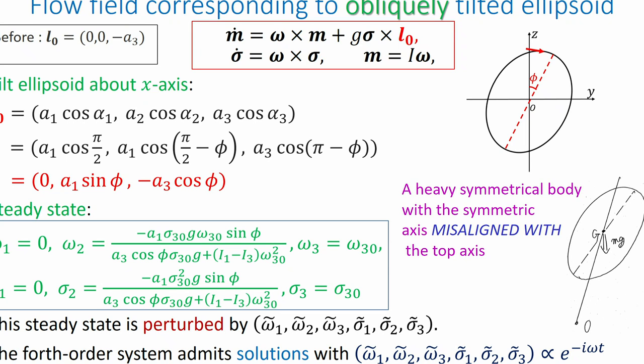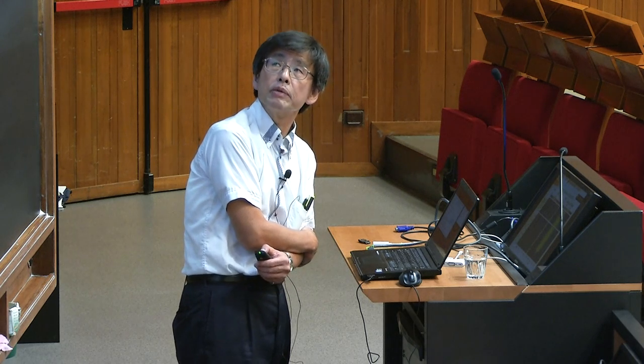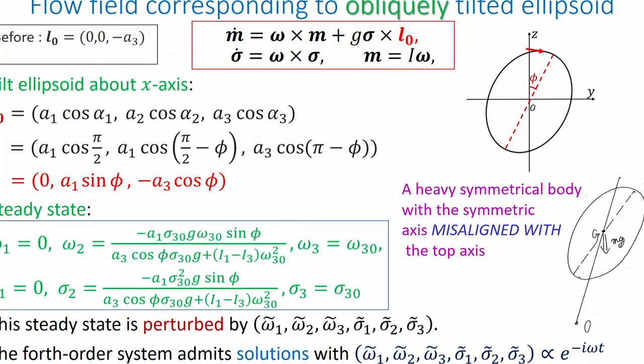And this is actually the... when tilted, integrability is lost. And stability is influenced by this misalignment between symmetry axis and top axis. And you can easily find a steady state. This is just a one parameter family.